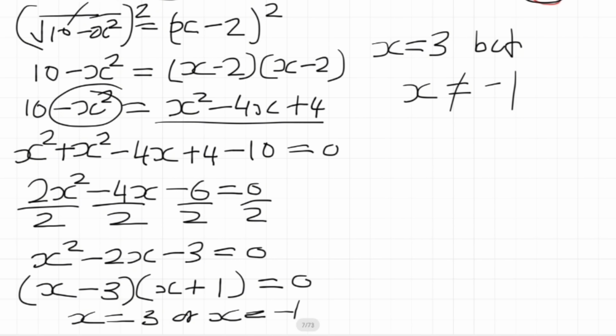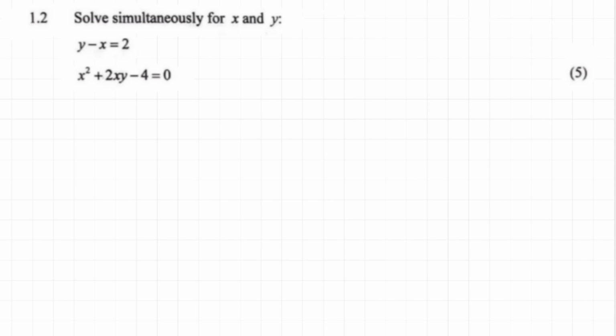Let's move on to the next question. So our next question is 1.2, which is the simultaneous equation. They say, solve for x and y. Hopefully, I hope everyone understands this.